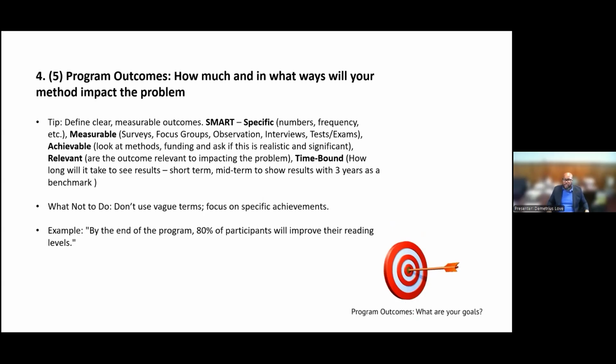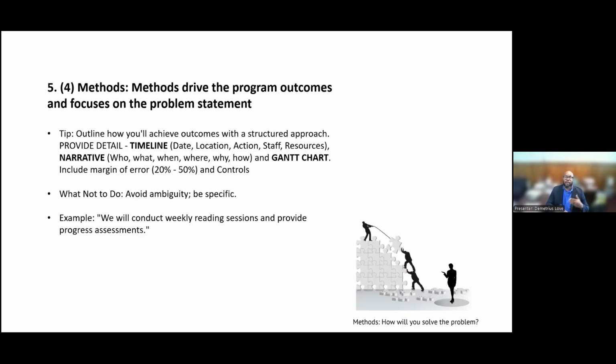So as you see on the application, number 4 is program outcomes. I have in parentheses number 5. So just like I said, you write your summary last. Your program outcome, actually, you will write that after you write your methods. So we're going to go through methods first, and then we're going to come back to program outcomes. Now, here's why. Your methods drive your program outcomes, and it focuses on the problem statements.